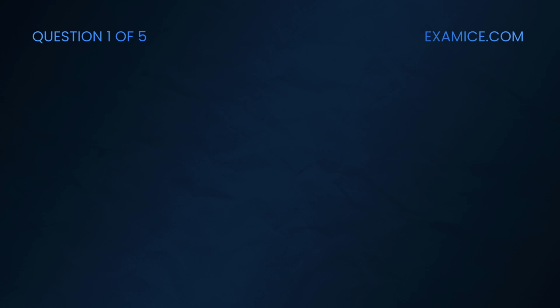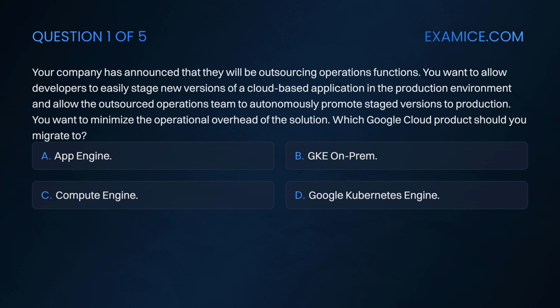Question 1. Your company has announced that they will be outsourcing operations functions. You want to allow developers to easily stage new versions of a cloud-based application in the production environment and allow the outsourced operations team to autonomously promote staged versions to production. You want to minimize the operational overhead of the solution. Which Google Cloud product should you migrate to? Option A, App Engine. Option B, GKE On-Prem. Option C, Compute Engine. Option D, Google Kubernetes Engine.